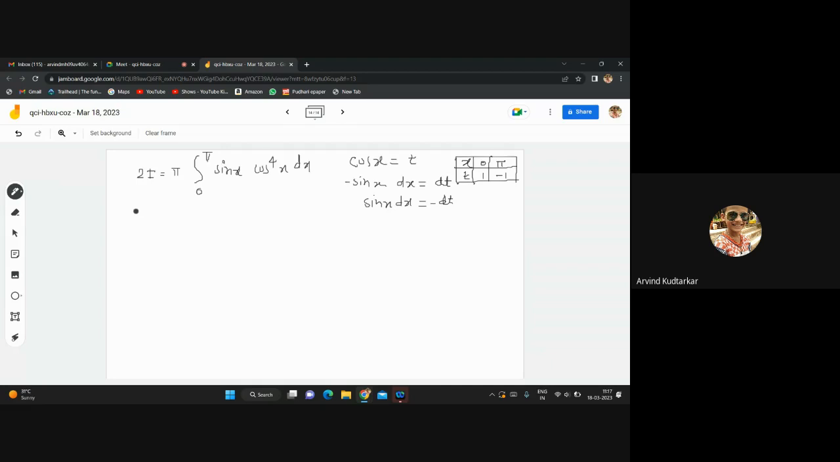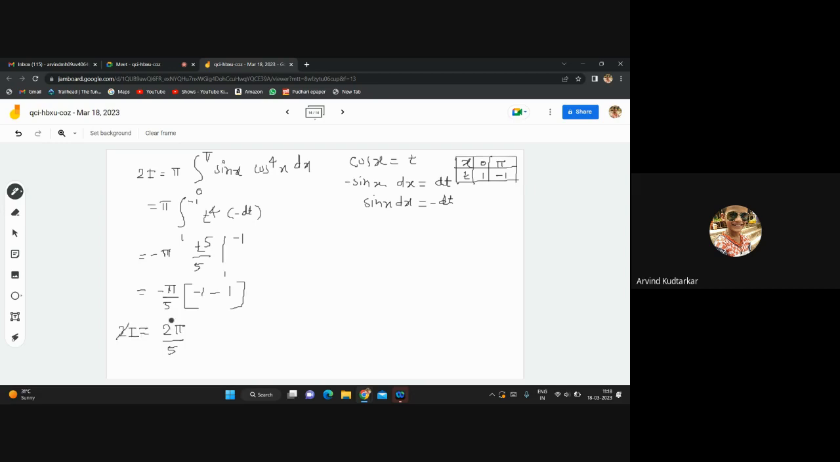See, t raised to 5 upon 5. Provide the limits to this term from 1 to -1. So what will we get? -pi upon 5. Substitute the upper limit first, that is t is -1, -1 raised to 5 is -1. Minus, t is 1, 1 raised to 5 is 1. And what is the sum of them? -pi into -2, that is plus 2pi, 2pi upon 5. That is equal to 2I.